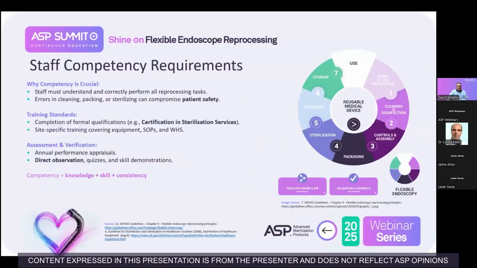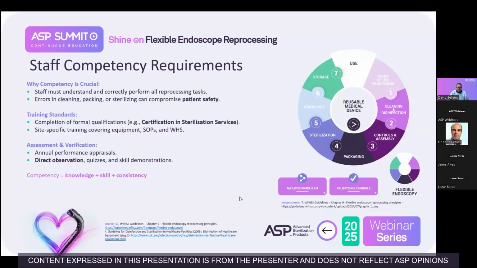So going into it, why is it critical? I'll speed it up. No matter how advanced our equipment is or the protocols are, the process is only as safe as the people performing it. So we need to ensure that our reprocessing staff understand that errors in cleaning, disinfection, drying or storage can result in patient exposure to pathogens, and having competency ensures consistency, safety and adherence to protocols.